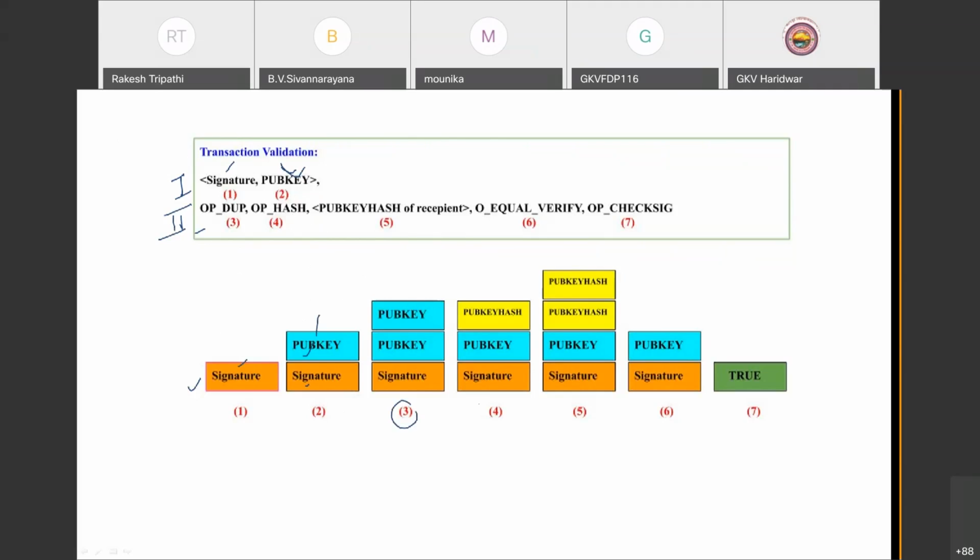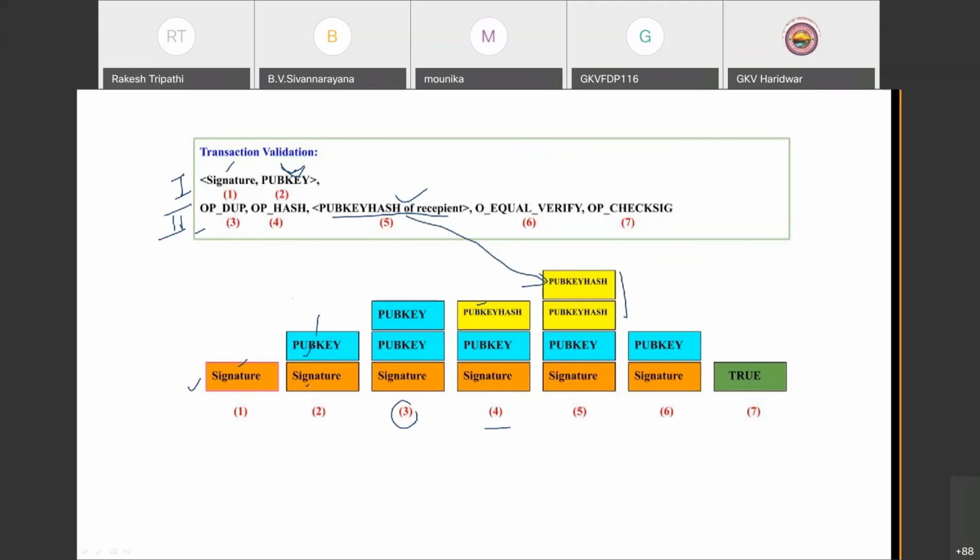Now in the 4th step, it will pop the topmost element, the public key, and will make the public key hash. Now this is the public key hash of the public key provided by Bob. And Alice says that whoever's public key hashes to this, he can use it. So this is the recipient public key hash which Alice wants. So this is what will be pushed here. This will be pushed here. Public key of the recipient.